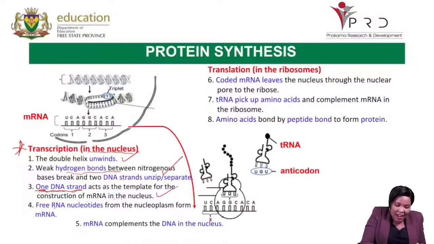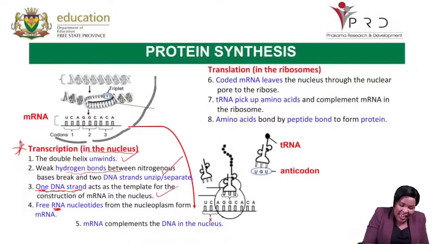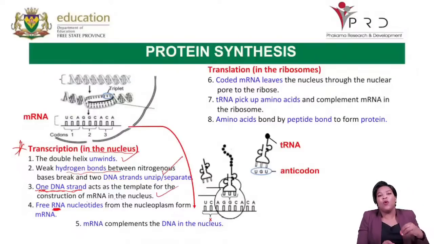Then how is mRNA going to be constructed? The free RNA, pay attention also to that. In DNA replication, the nucleotides that were floating were the DNA nucleotides. But here the free floating nucleotides are just floating around in the nucleus. So you need to be specific: when you are talking about transcription, you must say the RNA nucleotides. And when you are talking about DNA replication, you must specify that it is DNA nucleotides. So those are the differences that you need to look out for.